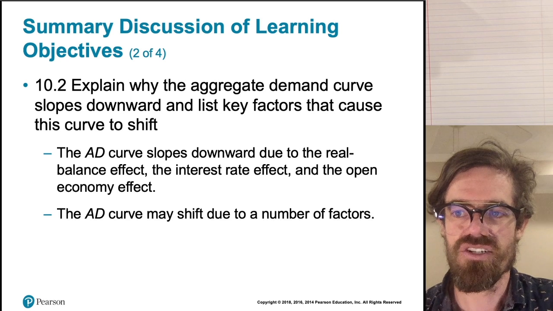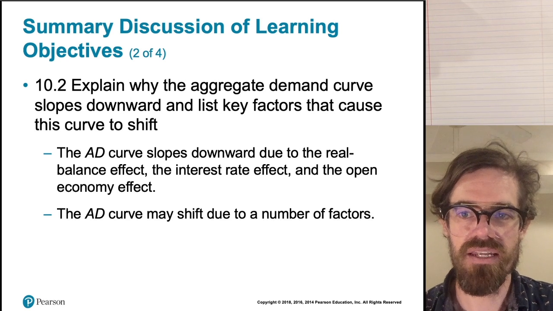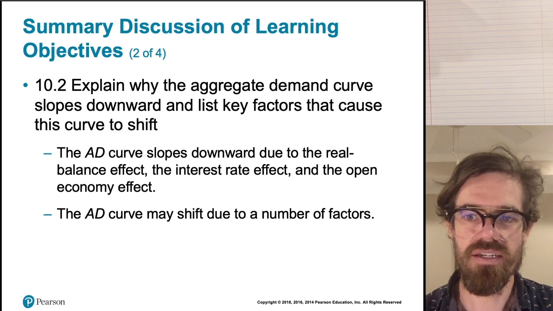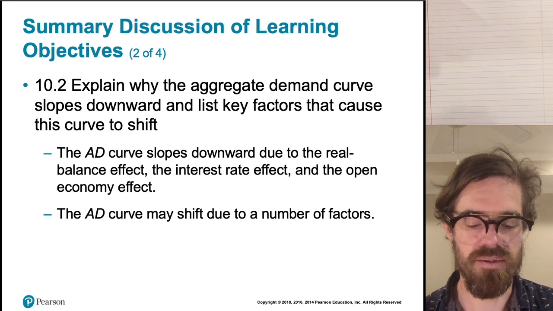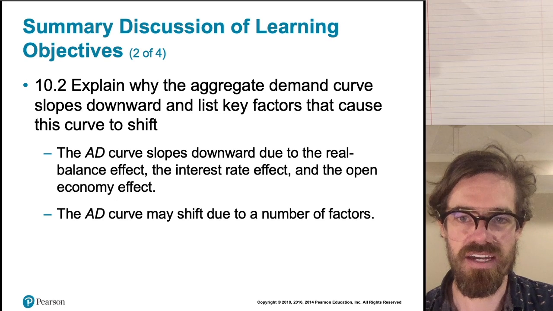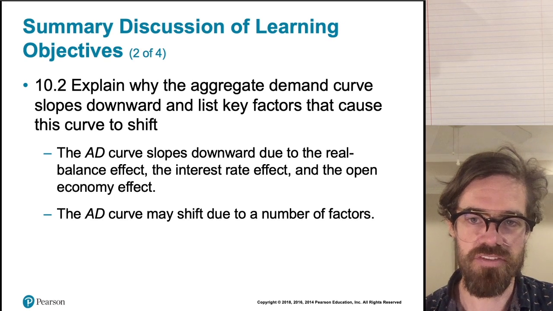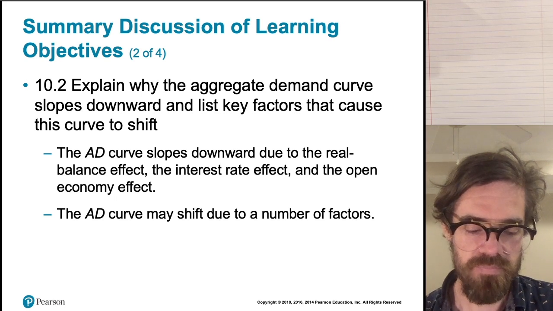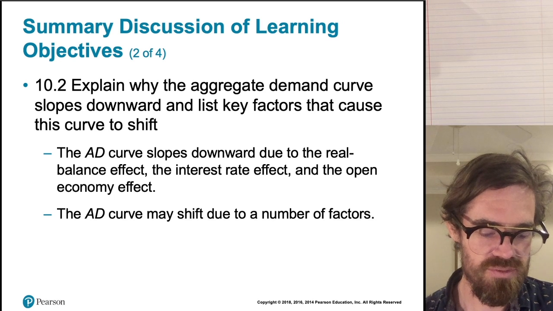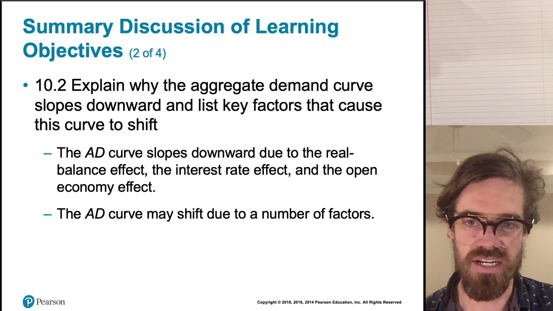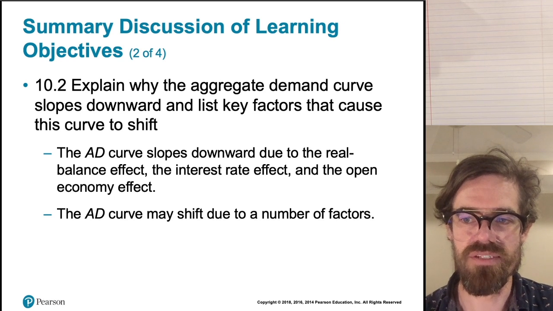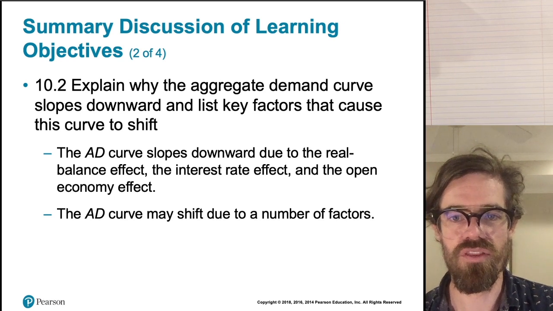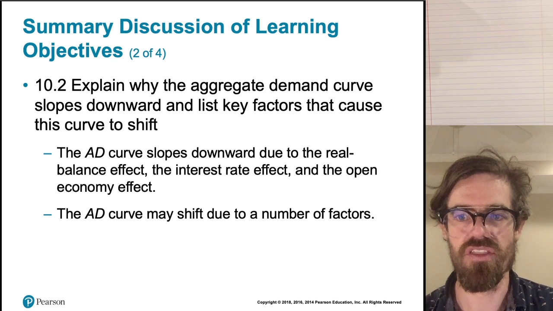Then in the second section, we talked about aggregate demand and why it slopes downward and the reasons for that. So recall the real balances effect, the interest rate effect, and the, what was the last one called? The international trade effect. So those are the three reasons why it slopes downward. And then we also talked about what are the non-price level things that can shift aggregate demand.